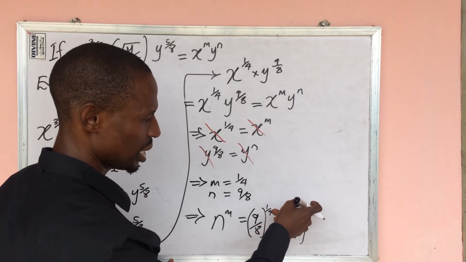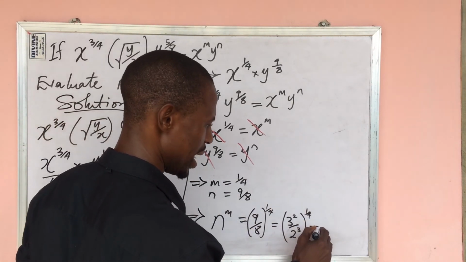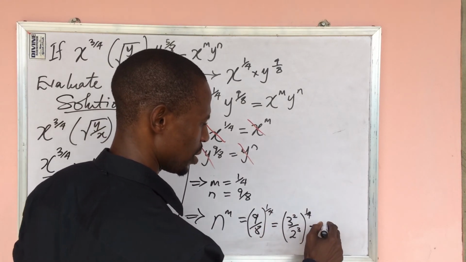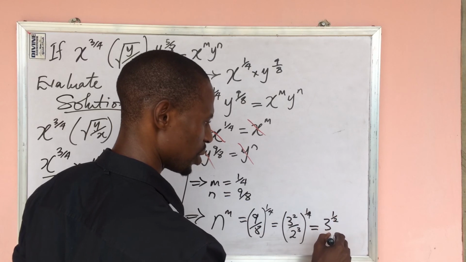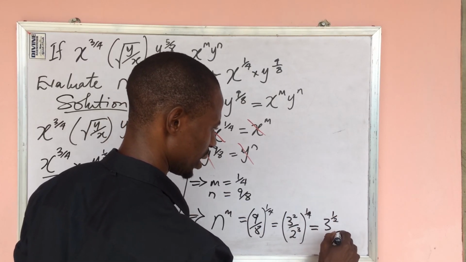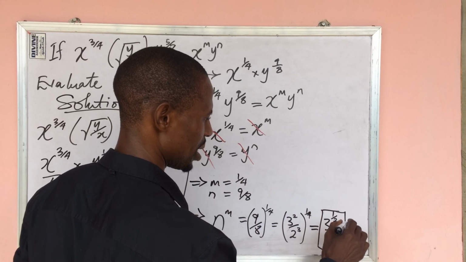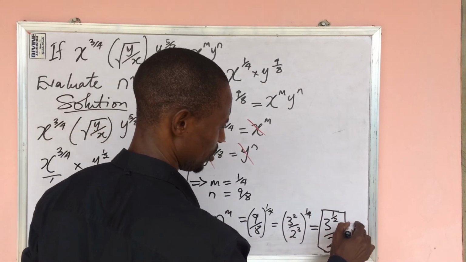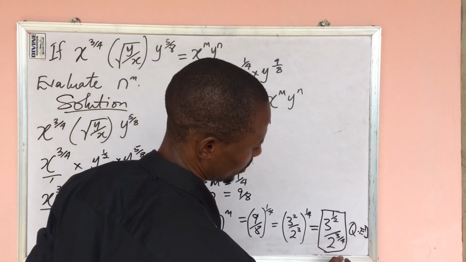If you use this 1 over 4 to open this bracket, this will end up giving us 3 to the power of 1 over 2, over 2 to the power of 3 over 4. This is our final answer. QED.